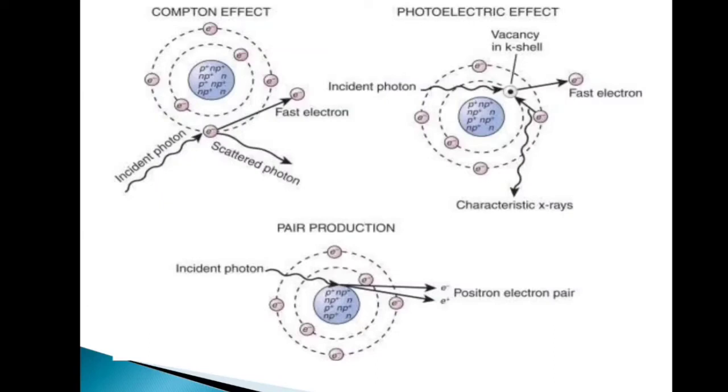Okay, let's come to pair production. It is the production of a pair of electrons, one positive and one negative. The incident photon hits directly at the center, and a positive electron and a negative electron are produced. The production of two electrons is known as pair production. It is a direct conversion of radiation energy to matter.